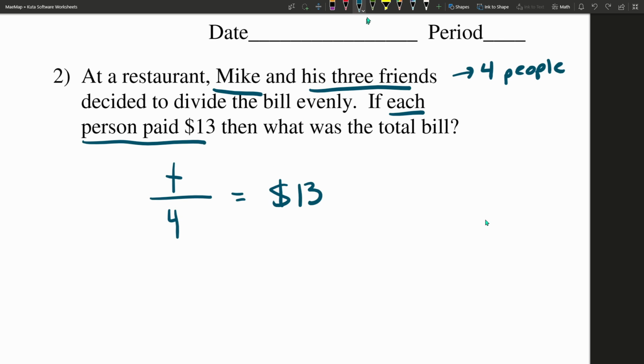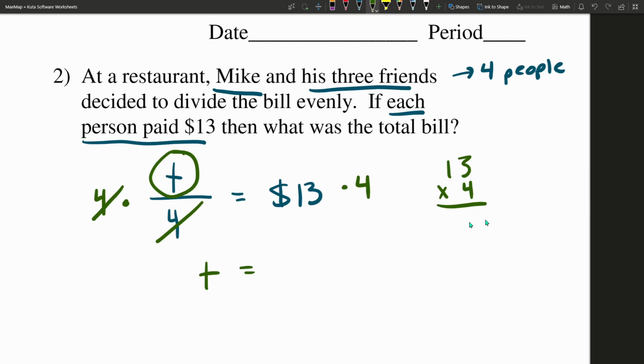But one-step equation, what are we going to do? In order to isolate our variable T, we're going to multiply both sides by 4. 4 divided by 4 is 1. 1 times T is T. So our total bill is going to cost 13 times 4, which, if you need a little bit of help, write it on the side doing some multiplication. 3 times 4 is 12. Write the 2, carry the 1. 1 times 4 plus 1 is 5. So 13 times 4 is going to be $52. So the bill total was $52.